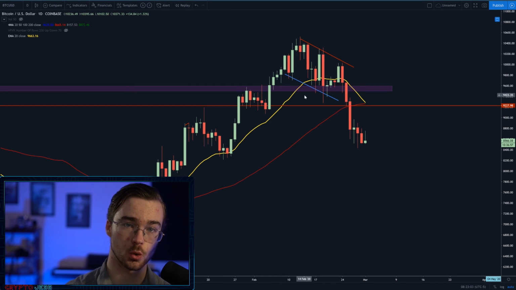Whenever something has historical precedent and a lot of people are looking at it, it's going to be important because people are going to be trading off of it. People are going to be trading by this, and people are going to be seeing this as a bearish signal.